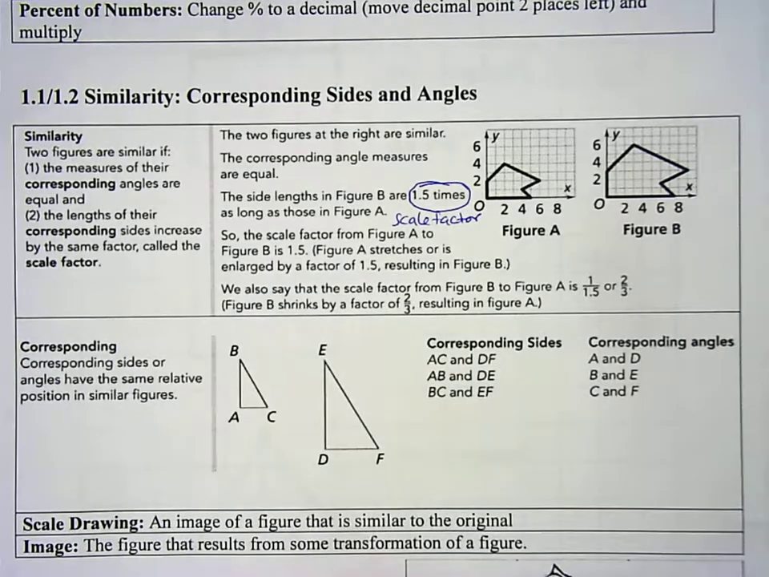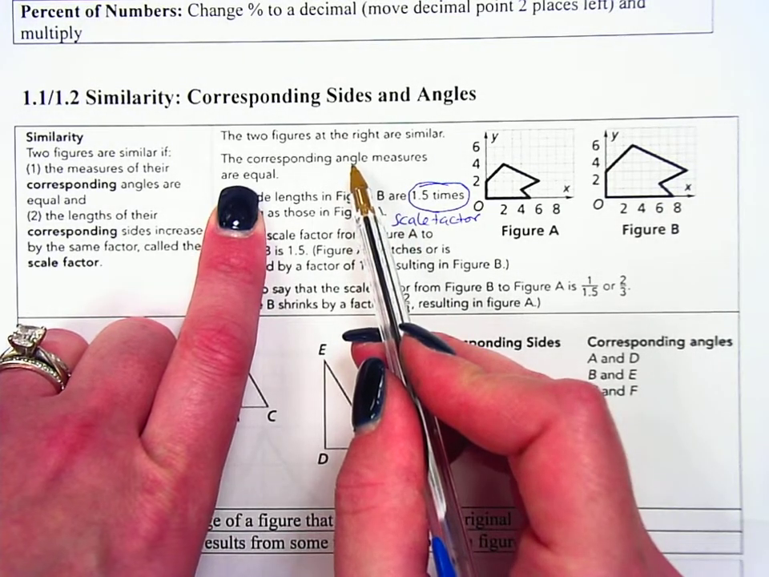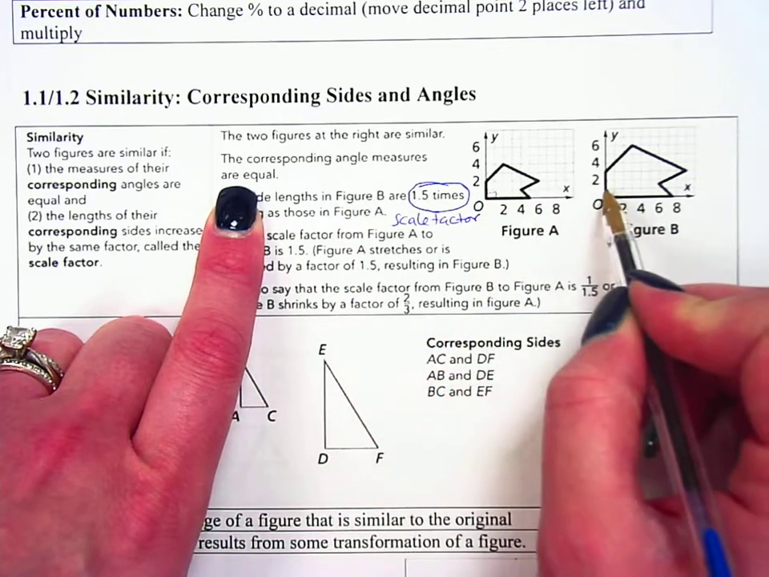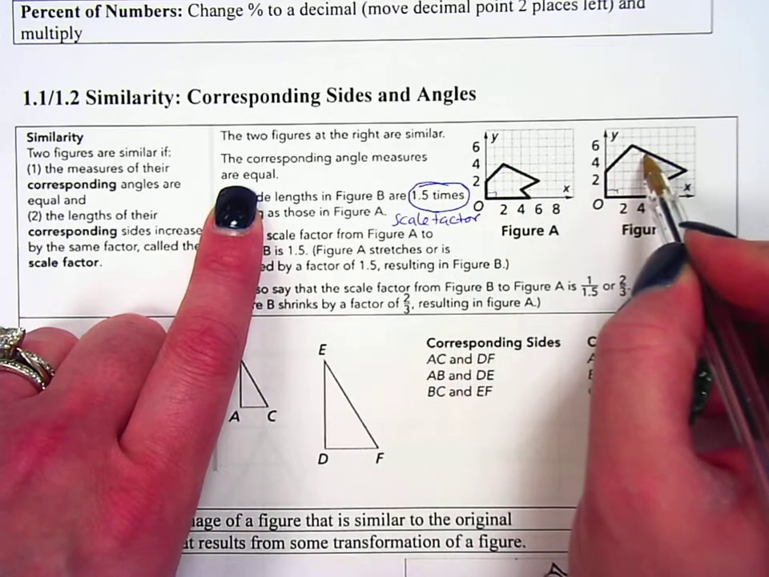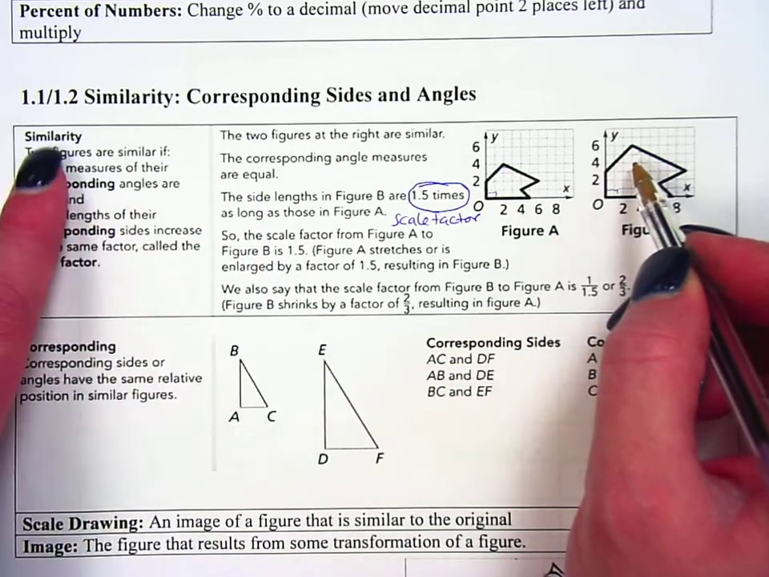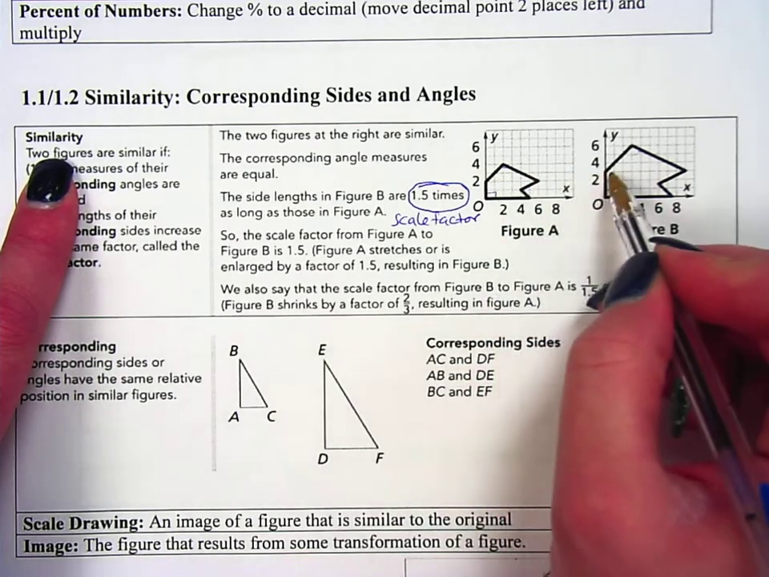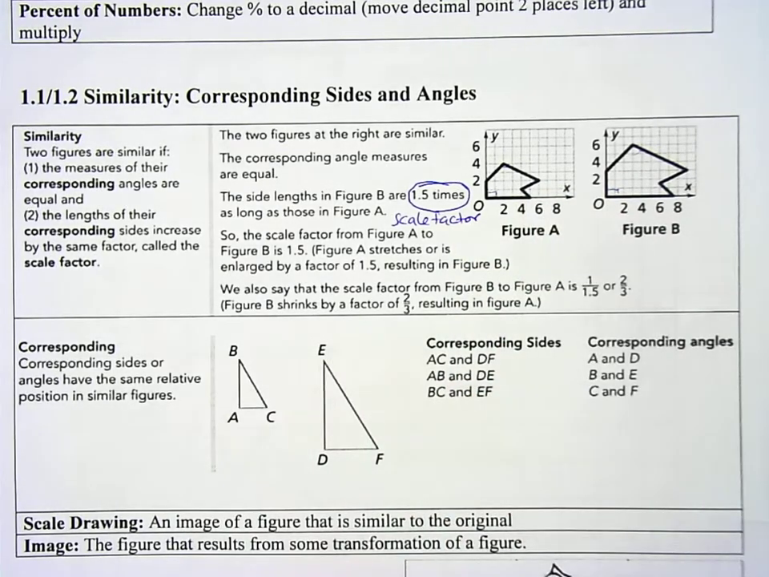Okay. The thing you need to keep in mind though is I do also have to have the same angles. So the corresponding angles mean like this bottom left angle is the same as this angle over here. This top angle is the same as this top angle over here. In order for me to say with certainty that these two are similar, I need to know that all of the angles are the same and my side lengths have all been times by the same factor.